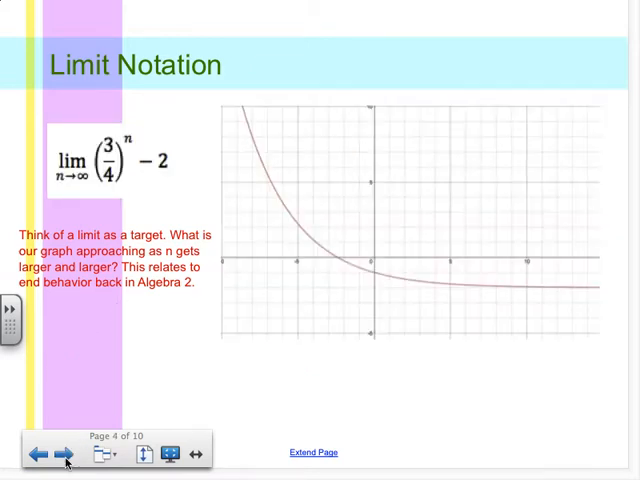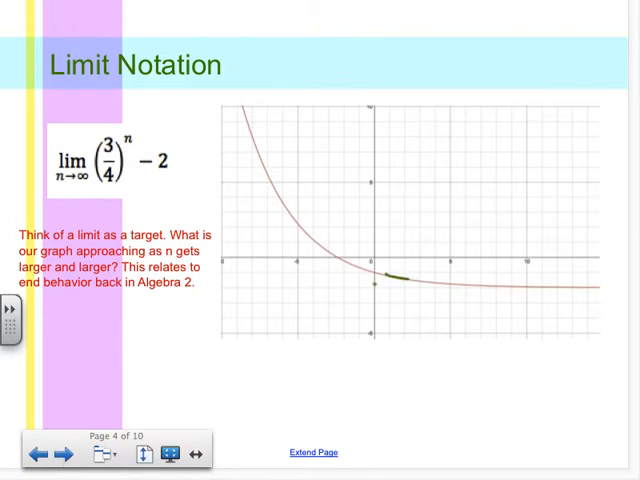Same idea here. If I take a look, I would have the limit as n approaches infinity of (3/4)^(n-2). Looking at the graph, it's nice. It's just like end behavior. I can look and see, well, what value am I actually getting closer and closer to? I know it's kind of hard to see on a smartboard, but you guys probably see it.